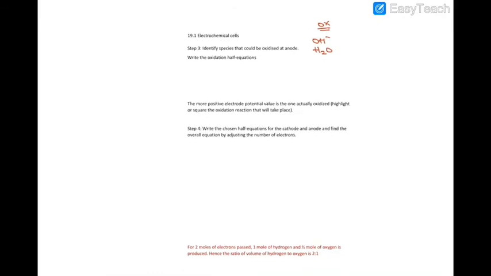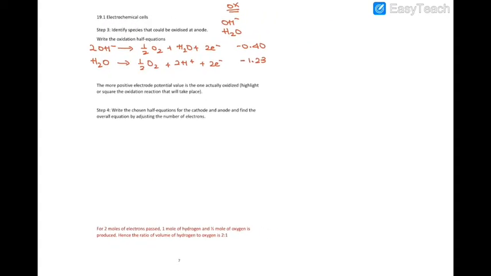So now I'm going to rewrite the equations, but I will flip them. And I have reversed the signs of the electrode potential values. Now, when I look at these two equations, I need to find which one will get discharged. So the one that is the more positive among these two will get discharged. So it's this one, closer to 0. So this is the more positive value.